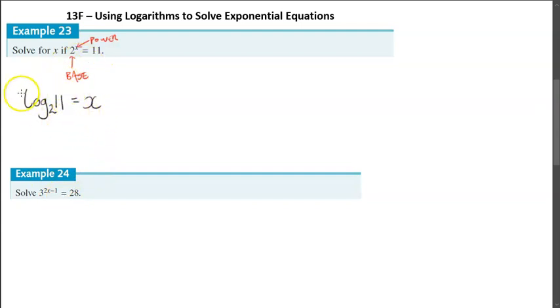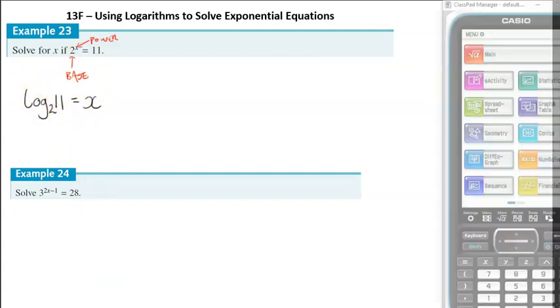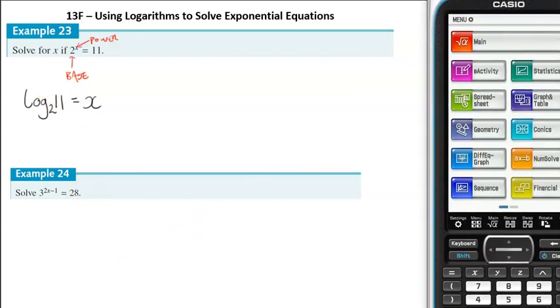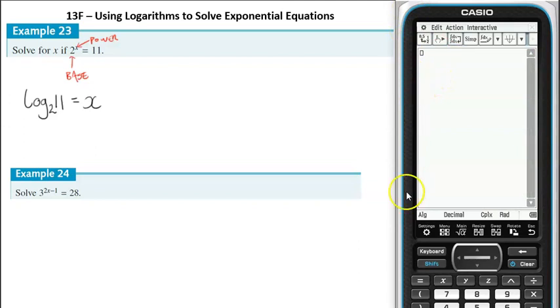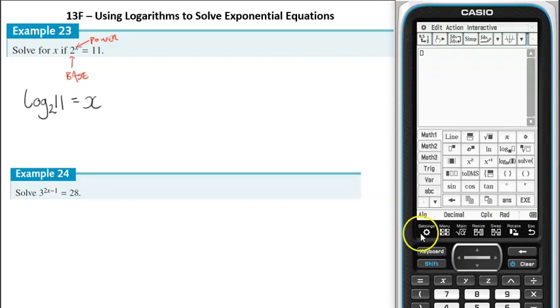Now we can just go ahead and punch this into our ClassPad calculator. So go ahead and grab a ClassPad calculator. I've got mine here, my little emulator. You want to go into Main, and in the keyboard, in Math 1, there is a log button that you'll press, and it comes up with 2 squares. It wants to know what your base is, which is 2, and what we're trying to find the log of, in this case 11. Enter that. Nice and simple.